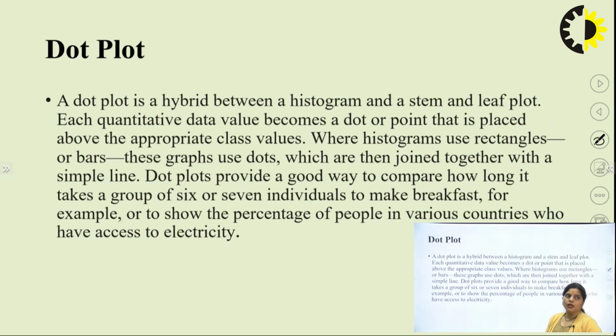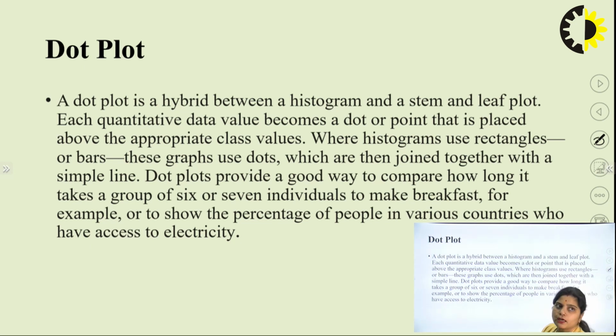The next one is the dot plot. Basically, the dot plot is a hybrid graph, or a hybrid model, we can say, between the histogram and a stem and leaf plot. It is a combination of these two graphs, the histogram and the stem and leaf plot.